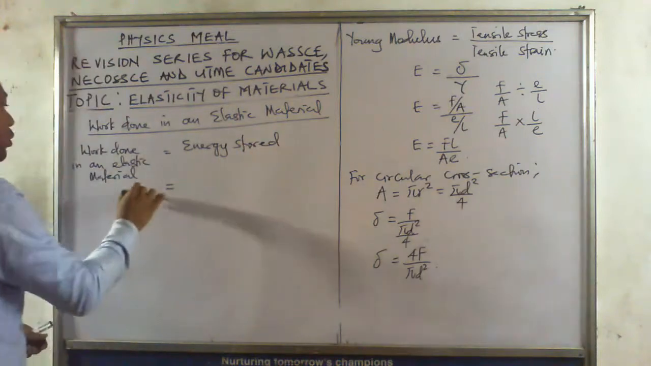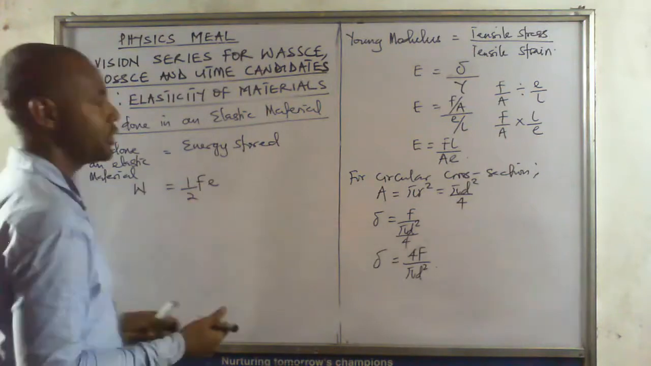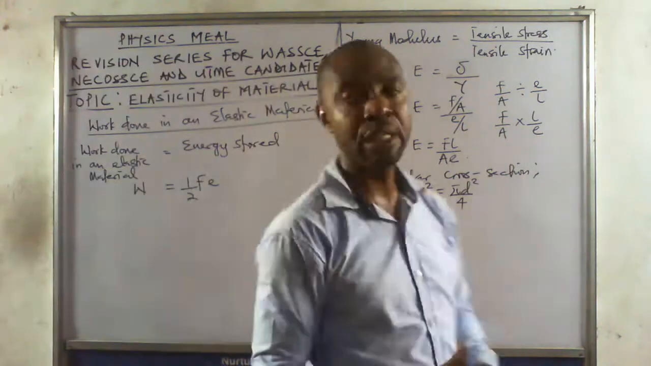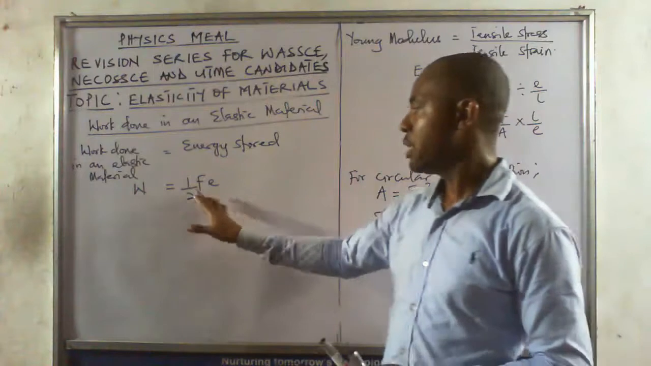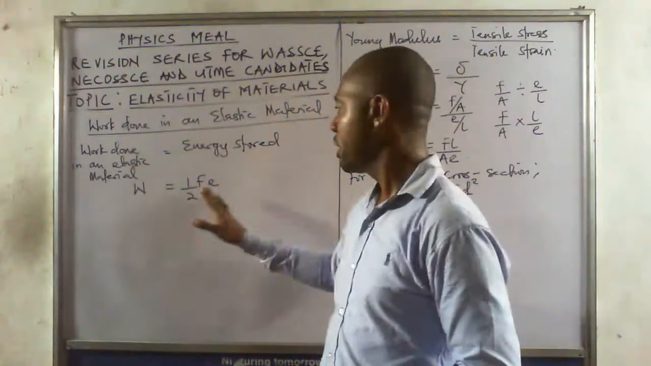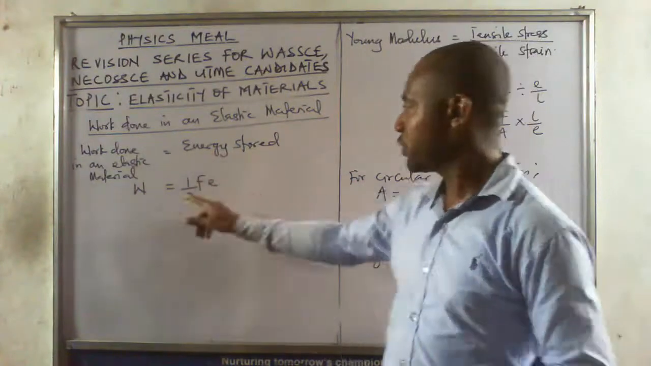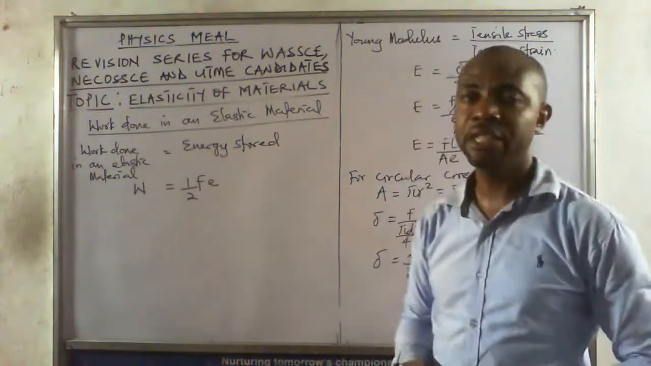That work done, W, is given by the average force times extension. The average force times extension, that's the work done. Average force, F is force, E is extension. So the work done is average force times extension. So the energy stored is also average force times extension.